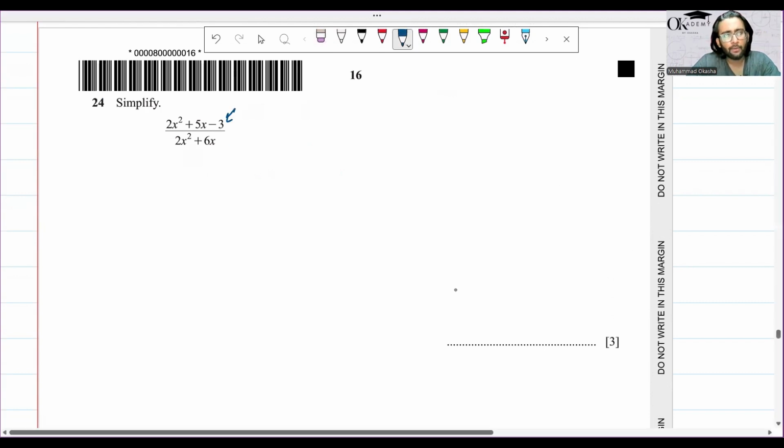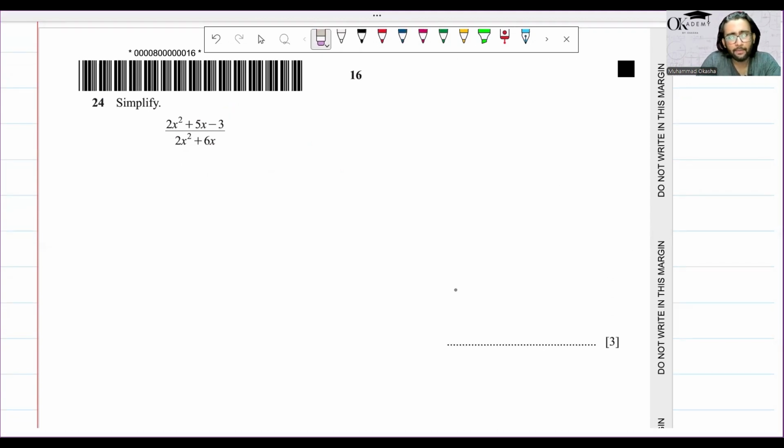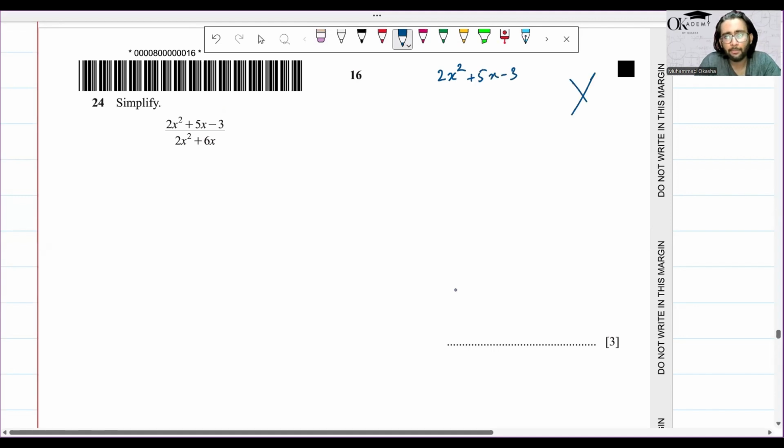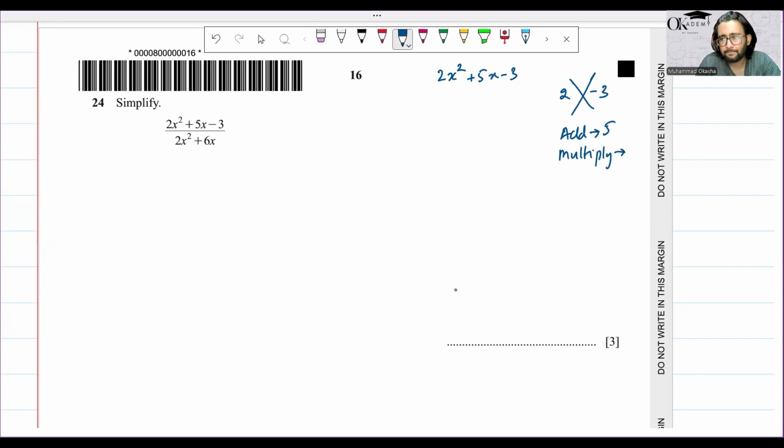So let's work out the numerator. The numerator is a trinomial, which we can factor. I hope you remember the method. I'll do it separately over here. In case you don't remember, you have to find two numbers which add up to give the middle term, which is 5, and which multiply to give -6.